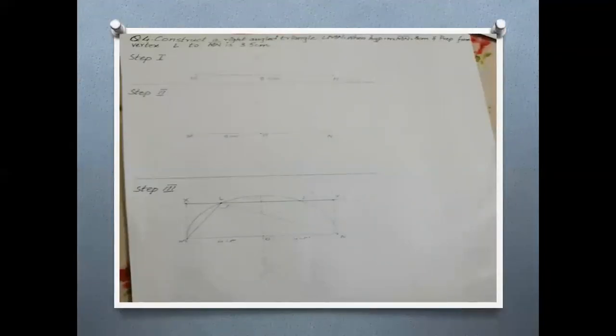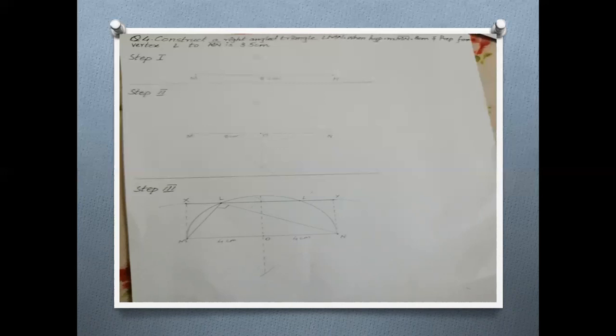Construct the right angle triangle LMN when hypotenuse is 8 cm and perpendicular from vertex L to MN is 3.5 cm. For this, first we draw the line MN of 8 cm and we draw the bisector of it. You know how you can draw the bisector. You will open the compass more than half of MN, then put your compass on point N, draw the arc upward and downward. With the same radius, put your compass on point M and draw the arc upward and downward, and then join these 2 points.